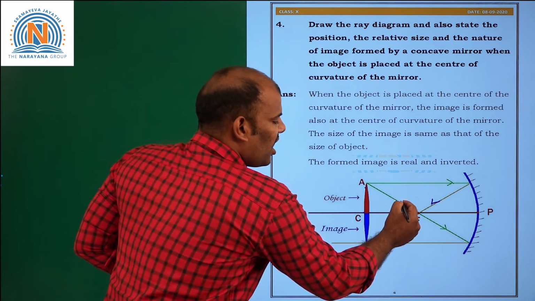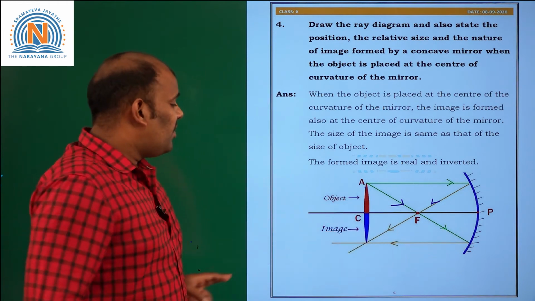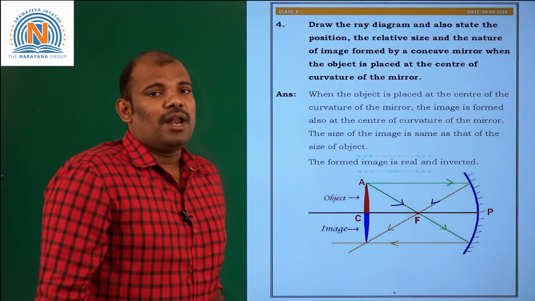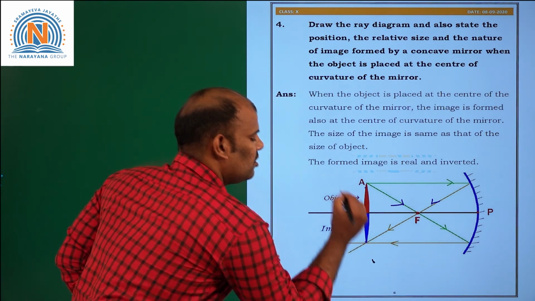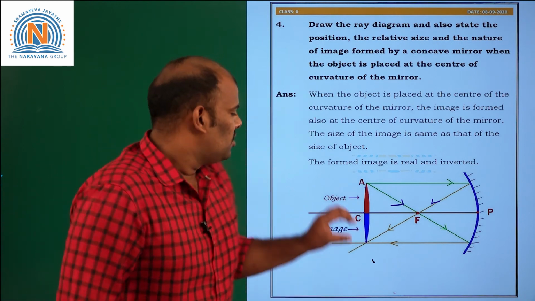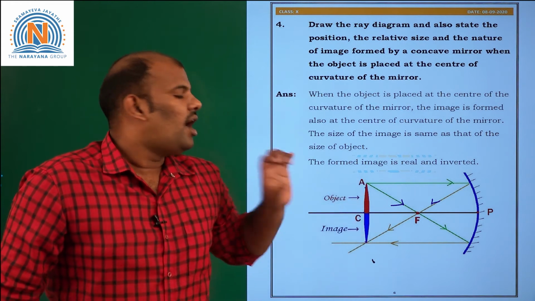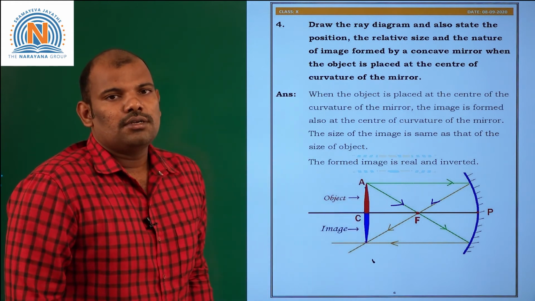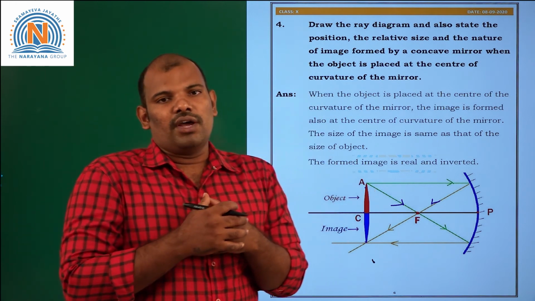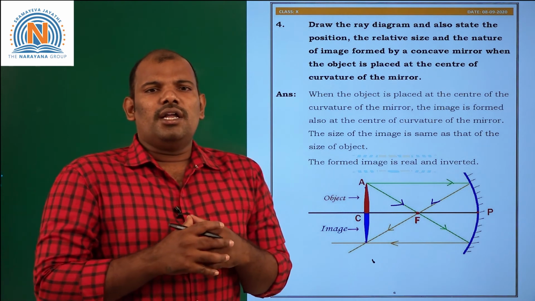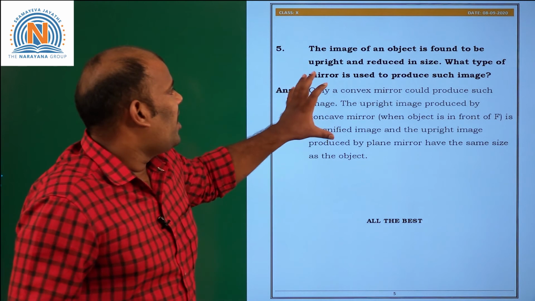And the second ray I am sending through the focus, after reflection, which is parallel to the principal axis. So these 2 rays are meeting at this point. So there you are getting the image. So if you observe this picture, the size of the image is equal to size of the object. So this is the case when you place the object at center of curvature, you get the image at center of curvature only.